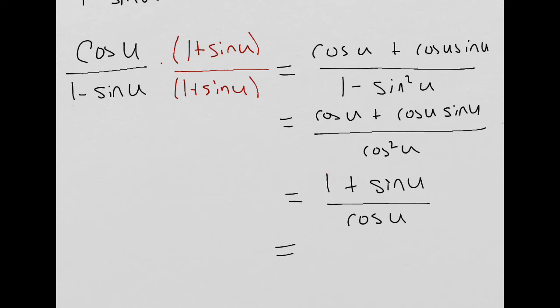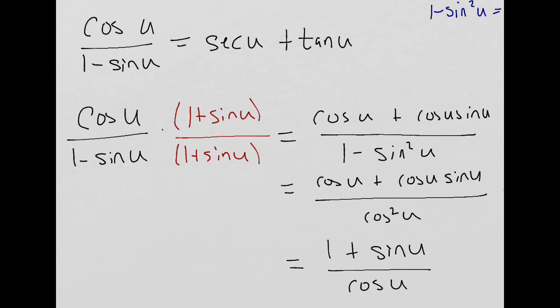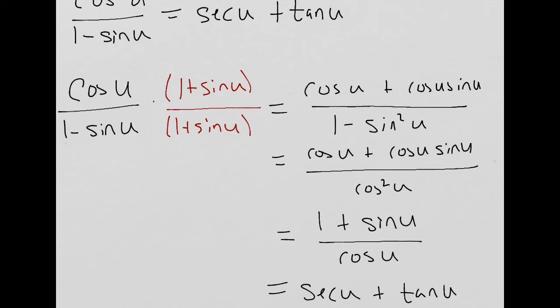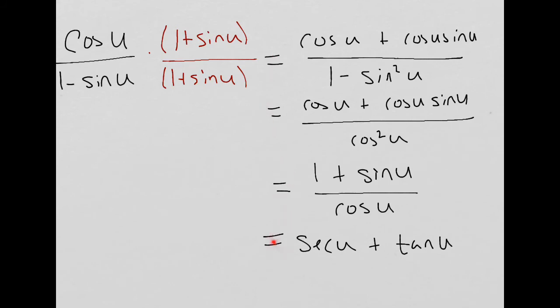1 over cosine is the secant u, and sine over cosine is the tangent u, and that's exactly what we wanted. Cosine u over 1 minus sine is secant plus tangent. Cosine u over 1 minus sine, follow our equations all the way through, secant u plus tangent of u.